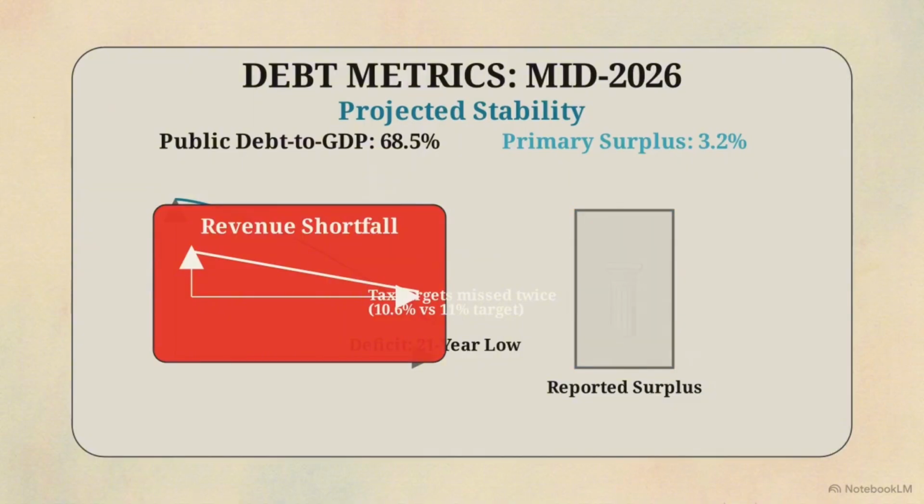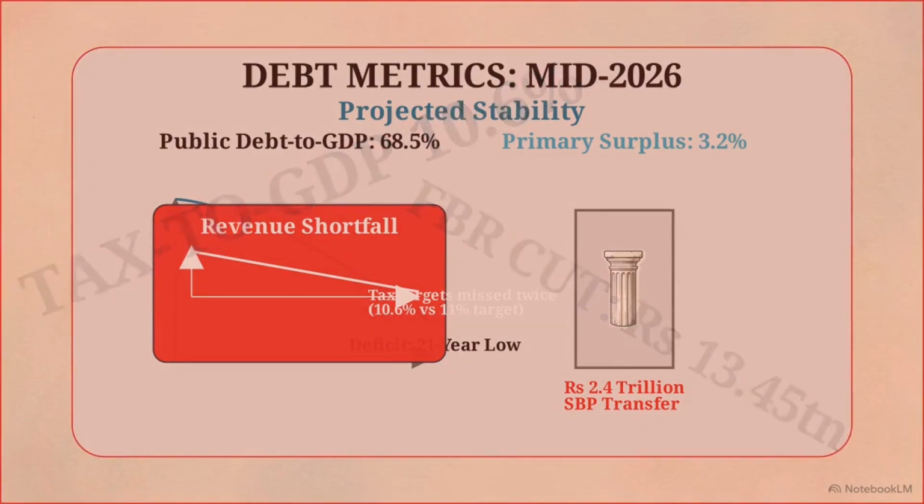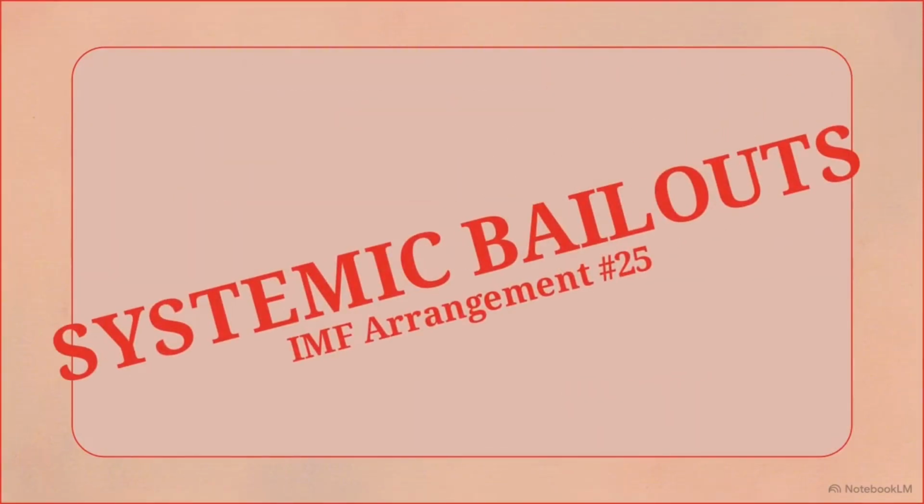Tax revenues missed their targets twice in a single fiscal year. The primary surplus relied heavily on central bank profit transfers, not structural tax-based growth. This cycle of short-term stabilization leading to severe balance of payments crises has now resulted in 25 separate IMF arrangements since 1950. Pakistan does not lack financing. The institutional arrangements guarantee capital keeps flowing.